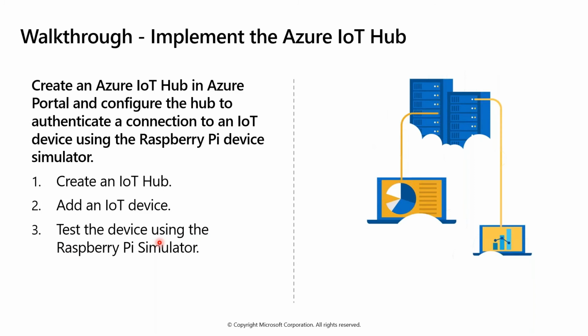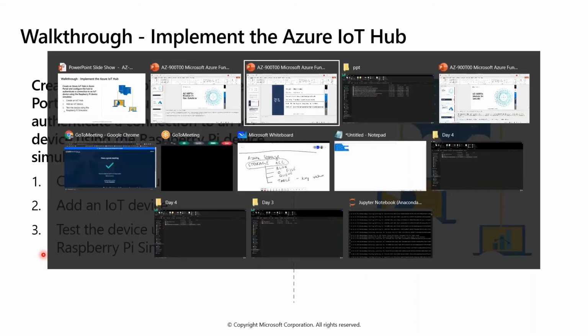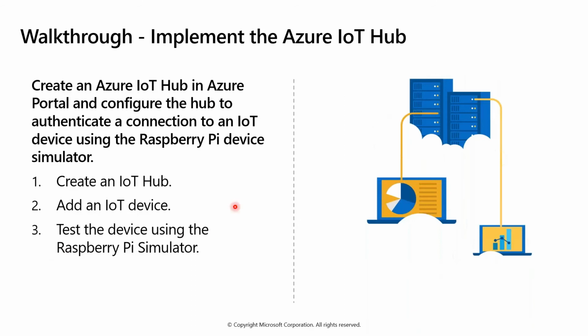Okay, so the first part of this lab is to create an IoT Hub, and then we will use a Raspberry Pi simulator that Azure has created to connect to our IoT Hub. Let me see if there are any questions first. Okay, no questions so far.